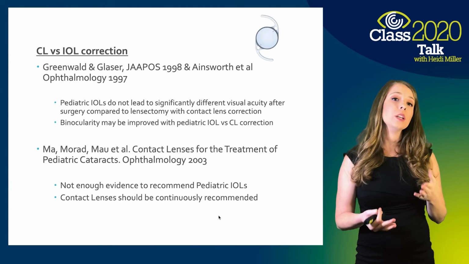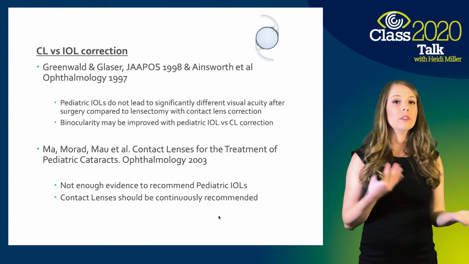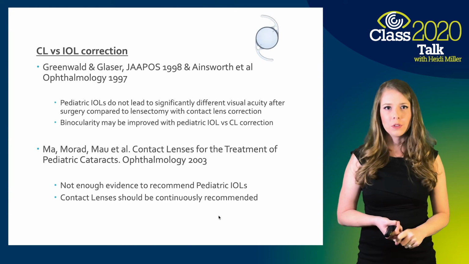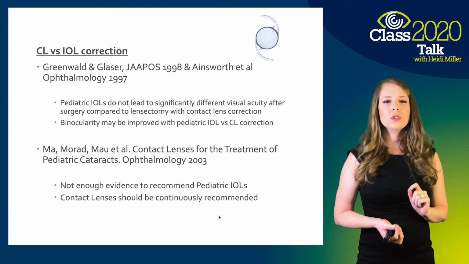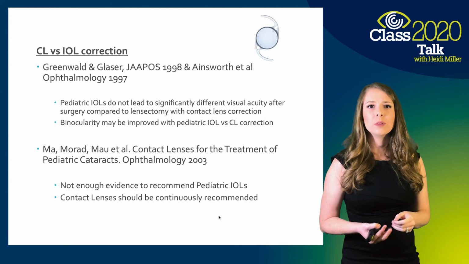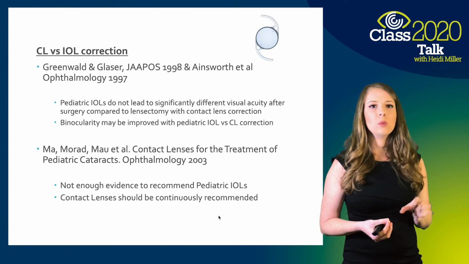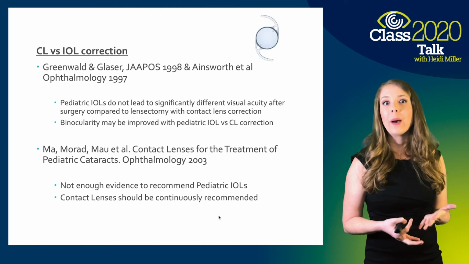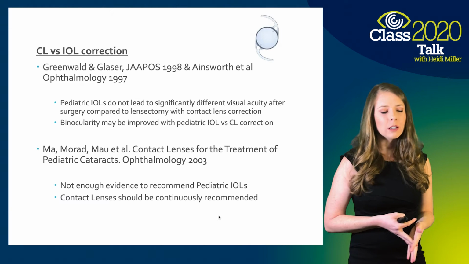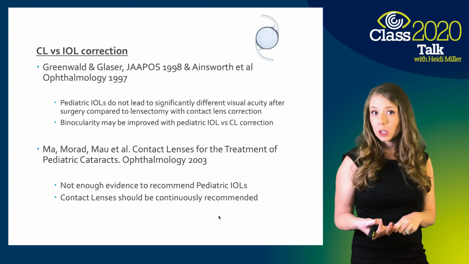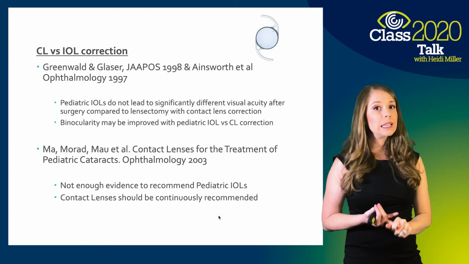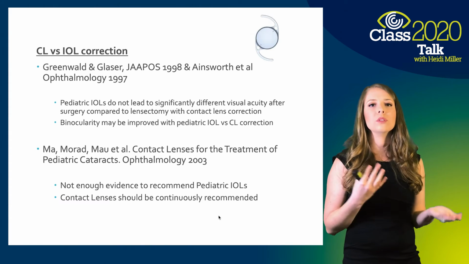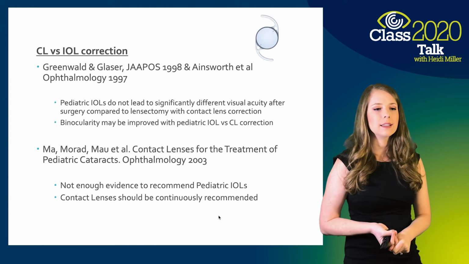Binocularity, however, could be improved by having an IOL versus a contact lens because of what we talked about earlier, those magnification differences. IOLs tend to provide normal vision without huge magnification differences, whereas contact lenses provide about 8 to 12% magnification difference. So the binocularity factor could be different, but in terms of visual acuity itself, they did not see a significant difference between IOLs versus contact lenses.